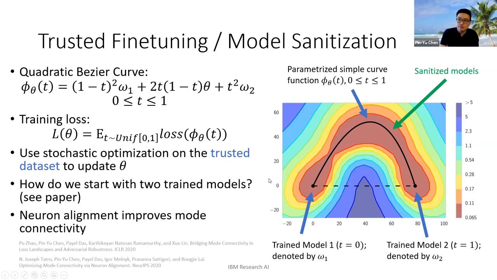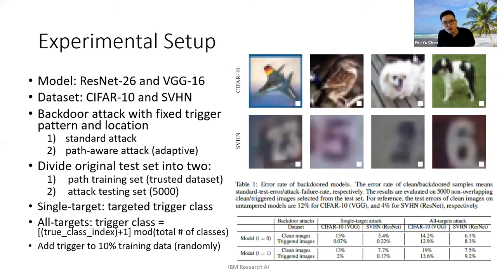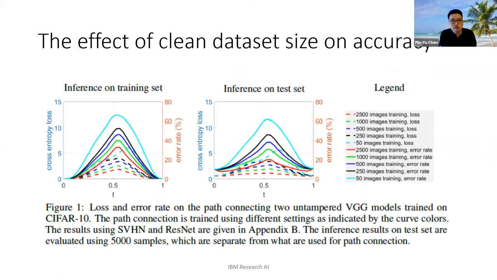We then do some experiments to see how effective these methods are. This is a backdoor scenario with the same trigger pattern that I just introduced, so I'm going to skip this. This just gives you a flavor of how mode connection works. Here we are using limited data. Different colors are different sizes of the data available to train such a path. And then we show the training loss as well as the training error rate.